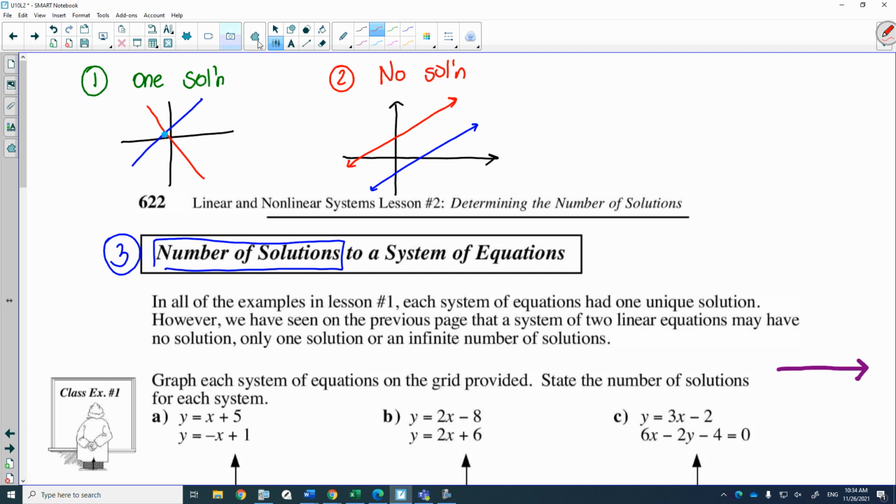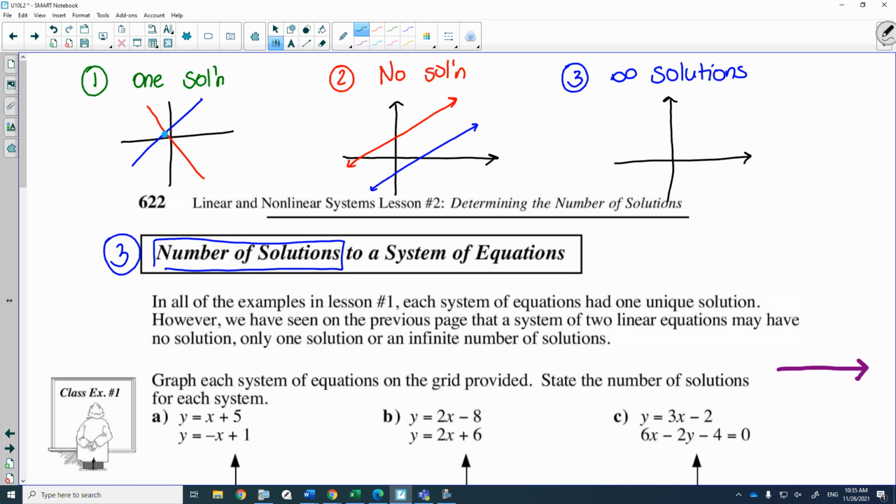So case 1 is one solution. Lesson number 1, that was all one solution. Case 2 is no solutions. The lines are going to be parallel. And the third case is actually going to be an infinite number of solutions. So think about what that would be. How could you graph a line and then graph the second line and they have an infinite number of solutions? Any guess what that would be? What are you thinking? Yep, more than one point, they're touching at infinite points.